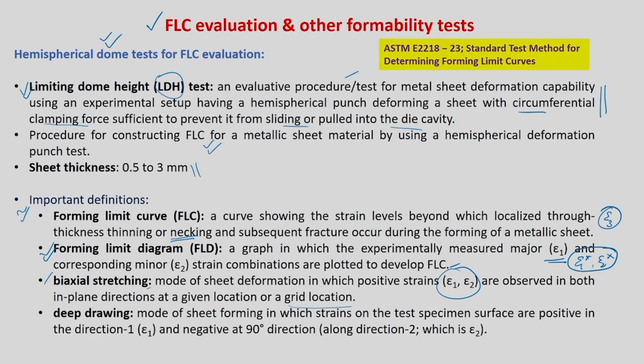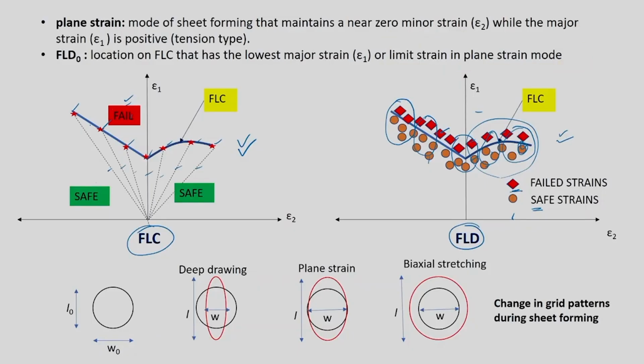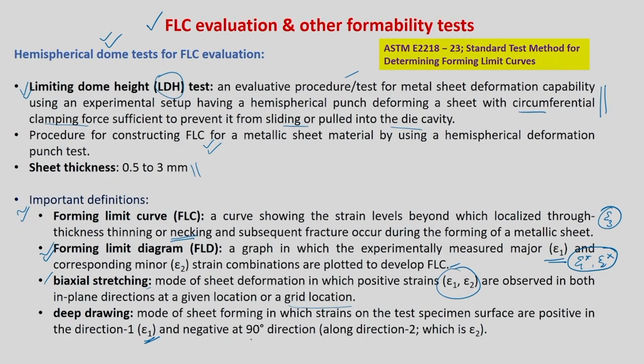Deep drawing mode of deformation we have also seen. It is a mode of deformation in which strains on the test specimen surface are positive in direction 1. That is, epsilon 1 is positive. It is always going to be positive only, that's why you have only one y-axis. Epsilon 1 is positive, but epsilon 2 can be negative, along the 90-degree direction, that means along direction 2. So epsilon 2 is going to be negative in this case, so this drawing strain path is going to be in the second quadrant.